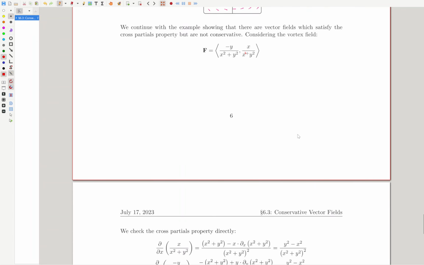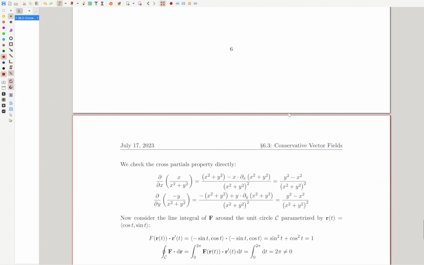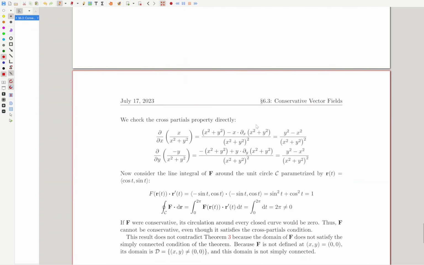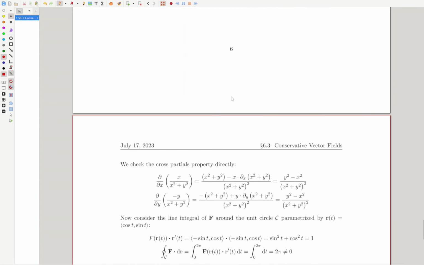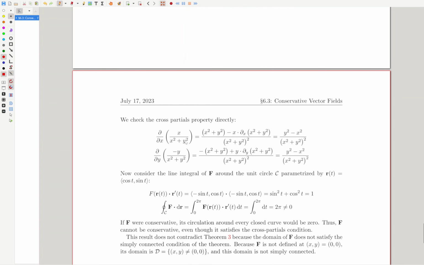So this vortex field, which I gave last time, I'm sort of repeating it again. So the cross-partials property, you can first check that it is satisfied. This is one of the things that we wanted of our counterexample. So we wanted that the cross-partials property is satisfied, and if we take these partial derivatives, we do see that that's the case.